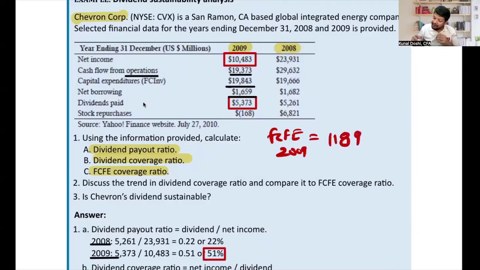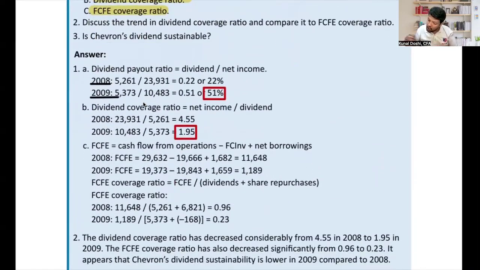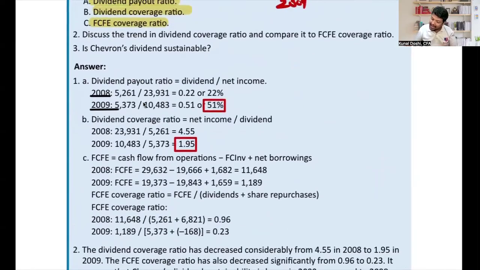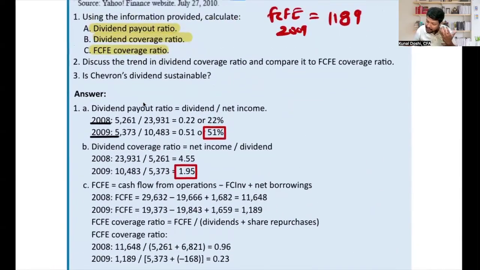1189. And when I want, first I will store this. When I want FCFE coverage, I need to take two things. I not only need to take dividend, but I need to take share repurchase. Now, the interesting thing is that even though it's negative here, you have to make sure that you will add both or subtract both.